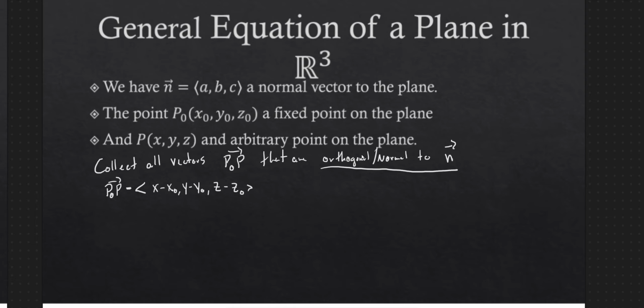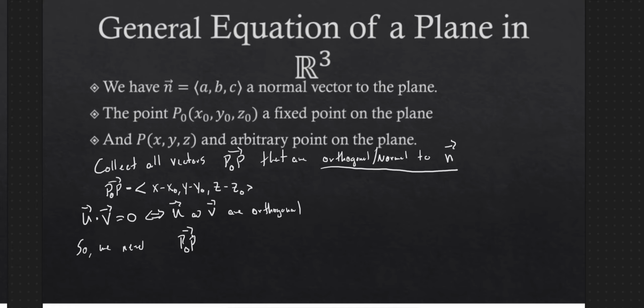So how do I collect all the orthogonal vectors to this one? Well, remember that u dot v, the dot product of two vectors, is 0 if and only if u and v are perpendicular or orthogonal, or normal. All words meaning the same thing. So what I need is my P naught P vector dotted with my normal vector to give me 0. So we need P naught P dot n to equal 0.